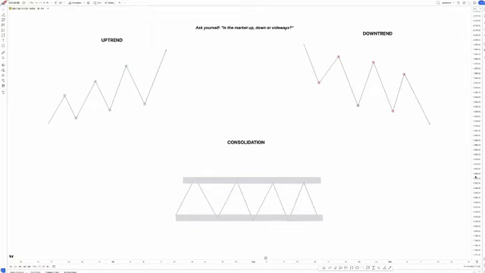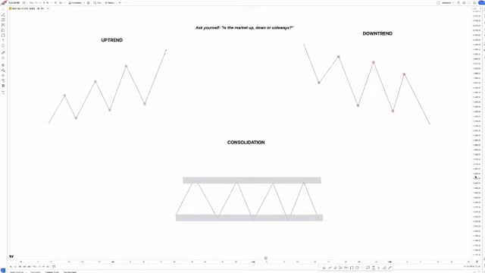So now that we have established that market structure is the most important thing ever and it lays the foundation for our mechanical trading strategy, let's deep dive into market structure, right? But first you have to understand the basics.